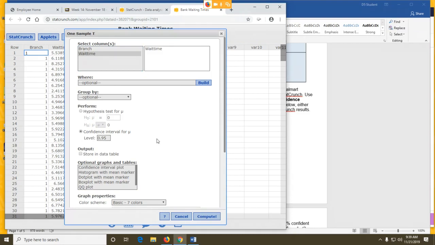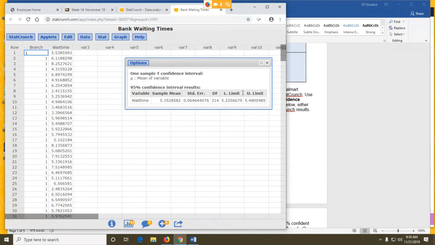This is why I said you're going to use t-stats for everything in this assignment, because you can choose to do a hypothesis test or you can choose to do a confidence interval. And then just put your confidence level in here. What it gives you is the lower limit and the upper limit. So these two answers are what you're looking for as far as what your confidence interval is. This would be saying that the wait times are between 5.2 and 5.5 minutes. That would be your confidence interval.